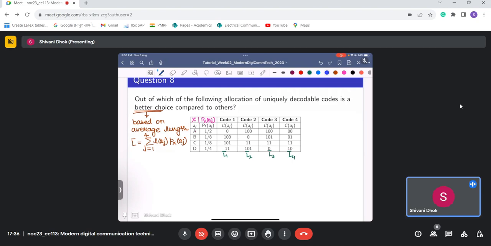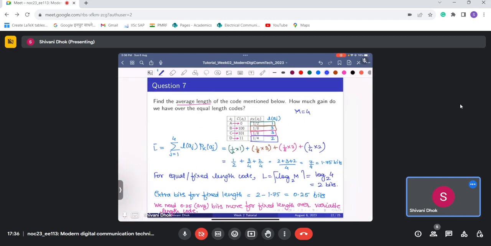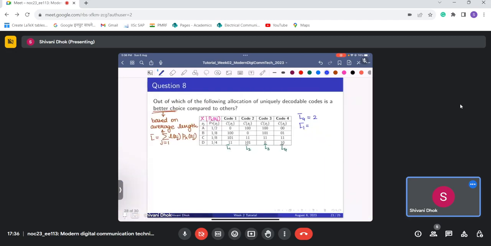Now this L4, or rather this code 4, is anyway a fixed length code, so the average here will be 2. And this L1 is exactly the same thing that we have done in the previous question, and we found it to be 1.75 bits. So this L1 is 1.75. This is in bits. This is also in bits. Now let us try to find what is L2 and L3.